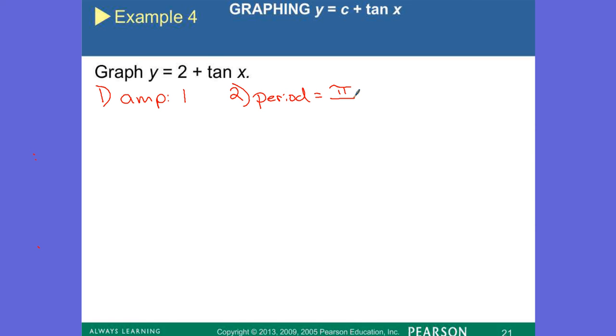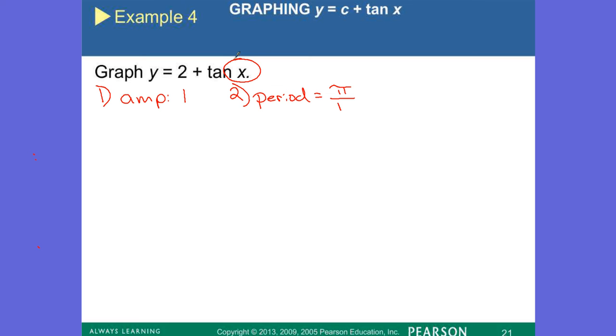Wait, where'd the pi come from? Tangent and cotangent always start with pi. Sine and cosine start with 2 pi. Oh, but I thought it was like 1 over b. Yes, but not yet. Okay, now what is my b value in this case? It's 1. The b value is the number in front of my x.